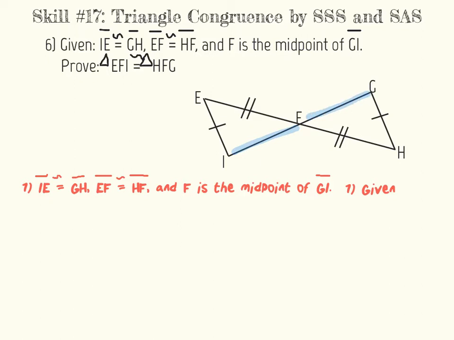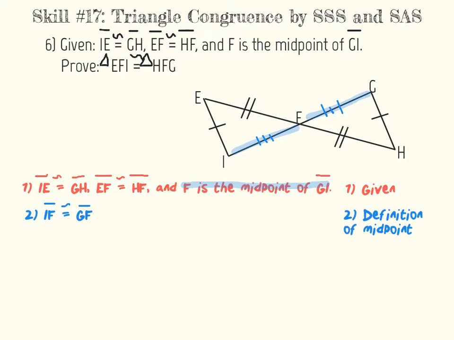So that's what we're going to try to do. We know that F is the midpoint of GI. I'm going to use that information because I know what midpoint means. It means that F is right in the middle of that segment. So I can say segment IF is congruent to segment GF, and that's the definition of midpoint for my reasoning.